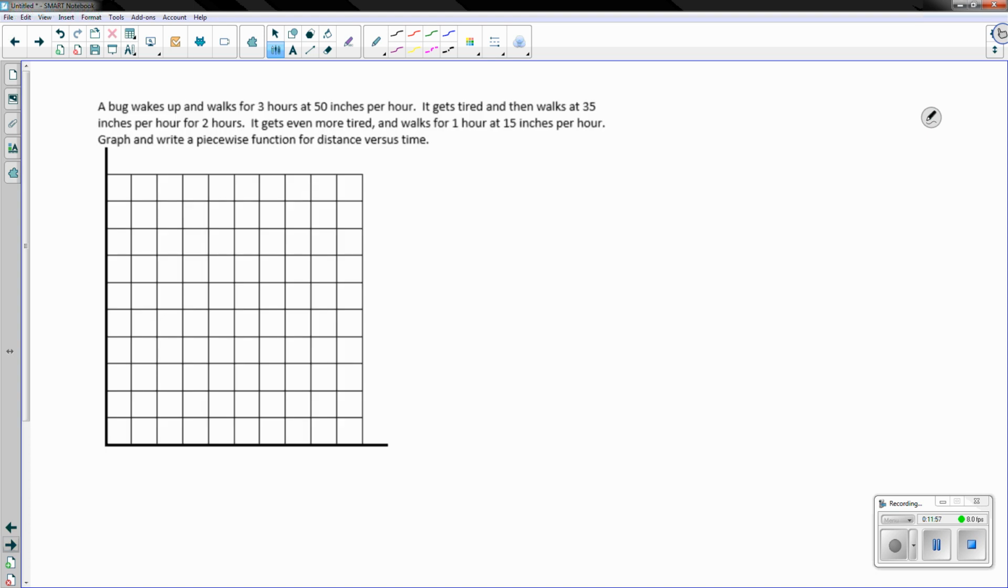So a bug wakes up and walks for 3 hours at 50 inches per hour. It gets tired and then walks at 35 inches per hour for 2 hours. It gets even more tired and walks for 1 hour at 15 inches per hour. Graph and write a piecewise function for distance versus time.